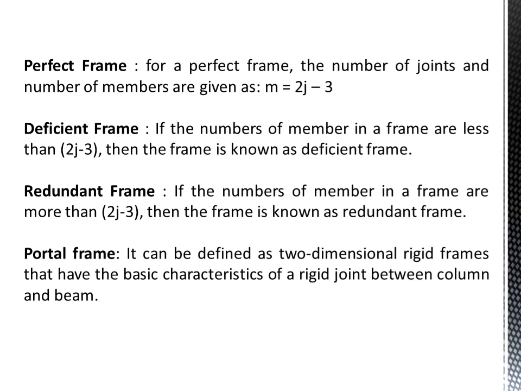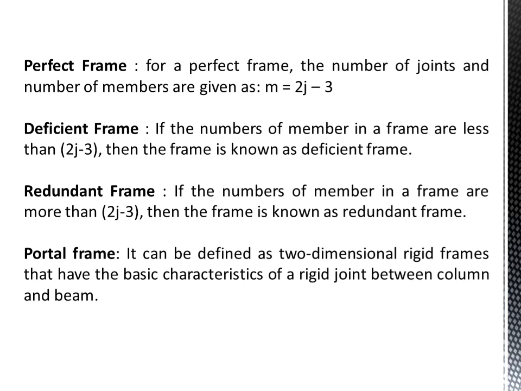So what is a perfect frame? Perfect frame is the frame which is composed of members that are just sufficient to keep the frame in equilibrium when the frame is supporting any external load. That is, if the number of members M is equal to 2J minus 3, then that is termed as a perfect frame. Coming to the deficient frame. What is a deficient frame? If the number of members in a frame is less than 2J minus 3, then the frame is known as a deficient frame. So a deficient frame is the frame in which the required reactions are not provided.